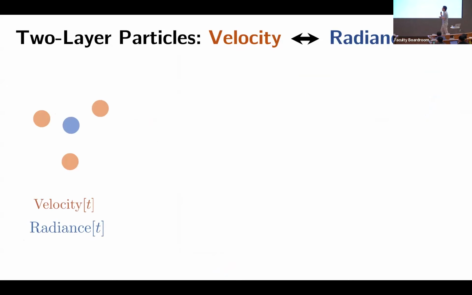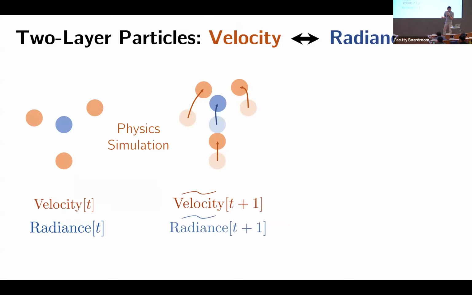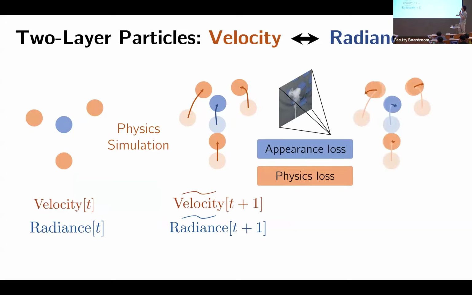So in every time step, you have these velocity particles and the radiance particles. You can run a physics simulation so that the velocity particles are going to move based on physics. You can integrate their motion to also compute how the radiance particles are supposed to move. And after that, you can refine the estimation of the radiance particles using appearance loss, because now you have how they should look from different viewpoints after differentiable rendering. And you can revise your estimation of the physical particles by using the physics loss. So you can get some supervision to move these particles.